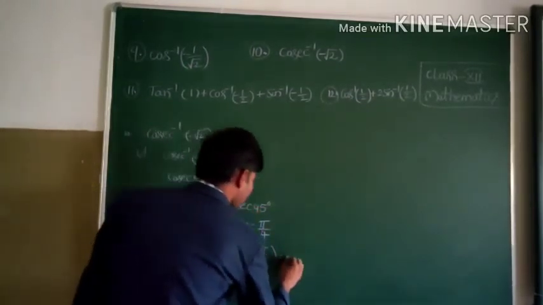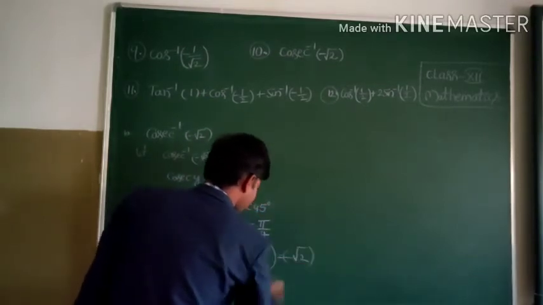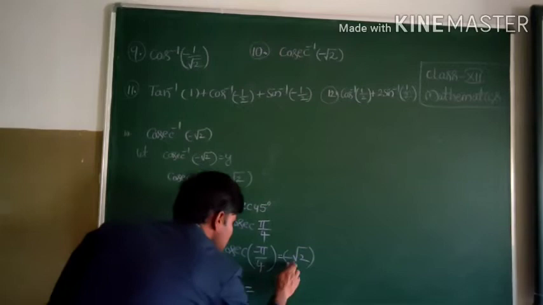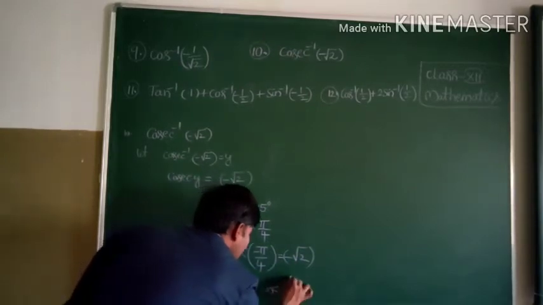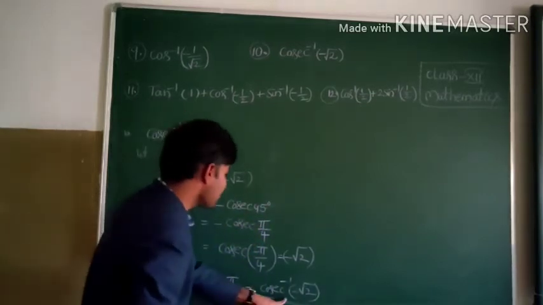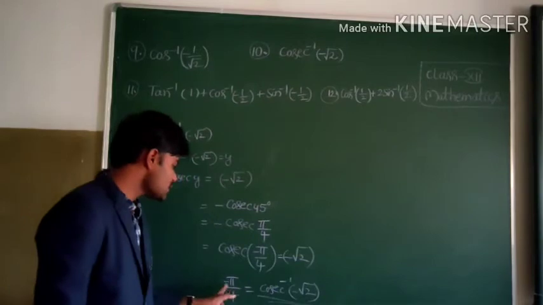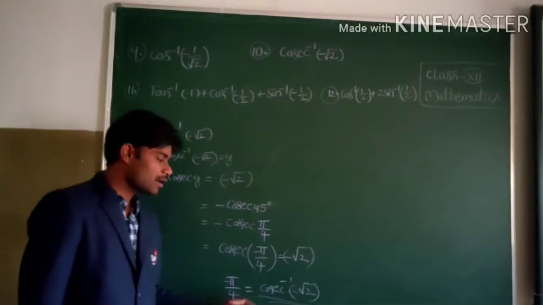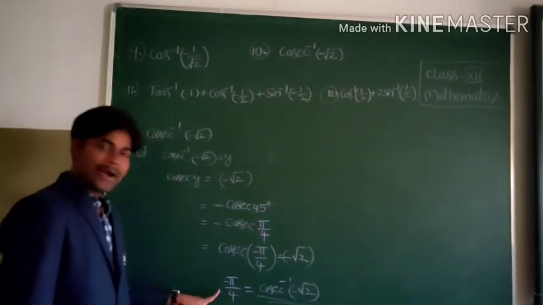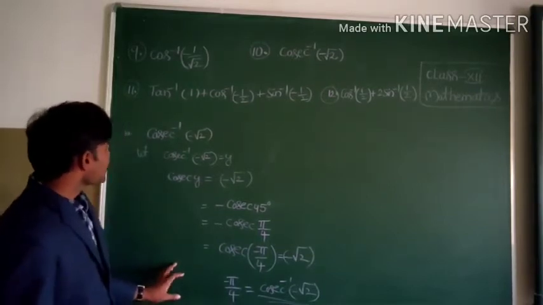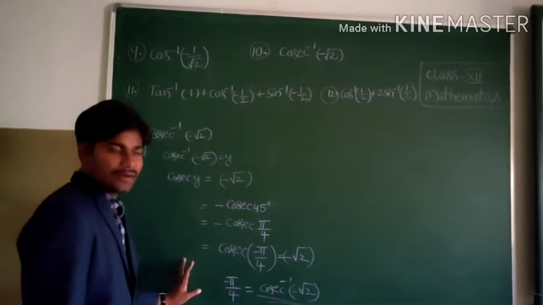Now let's see. Cosecant of minus pi by 4 is equal to how much? This one, minus root 2. If we send this to the other side, the inverse is, minus pi by 4 is equal to cosecant inverse of minus root 2. So the principal value of cosecant inverse of minus root 2 is minus pi by 4. Clear? In this way you have to identify the principal value of the given trigonometric function.